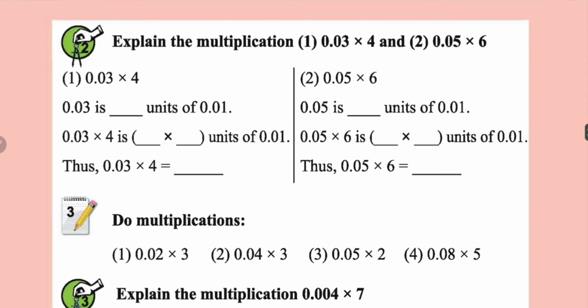Explain the multiplication. What is the problem here? The decimal places. There are 2 decimal places. That's it, so there is no wonder. If you proceed with the previous method also, you will get the answer. 4 into 3 is 12. There are 2 digits after the decimal point, so this becomes 0.12. This can also be described in the longer method: 3 units of 0.01, 3 into 4 units of 0.01. 3 into 4 is 12. 12 into 0.01 is nothing but 0.12.